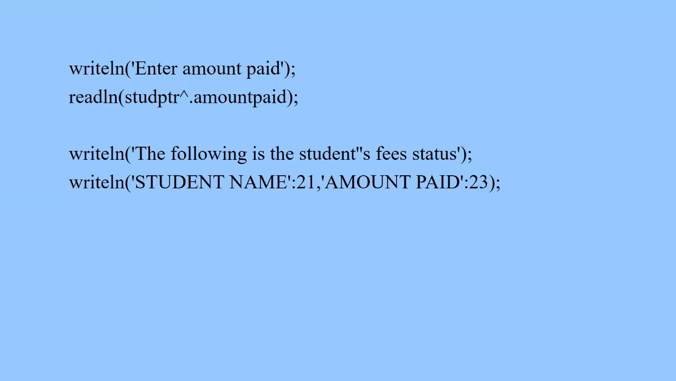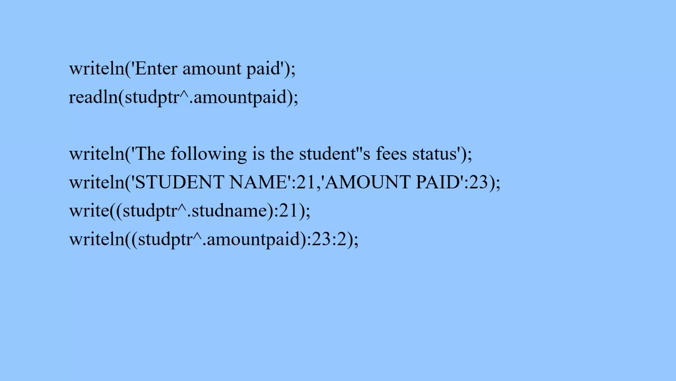So we write out the heading, student name, formatted to 21 spaces, and amount paid, formatted to 23 spaces. We then write out the student name. This statement simply means pick the current content of the member called student name of the record which is being pointed to by the pointer called student pointer, and format it to 21 spaces.